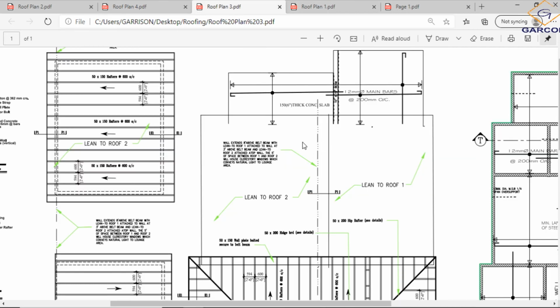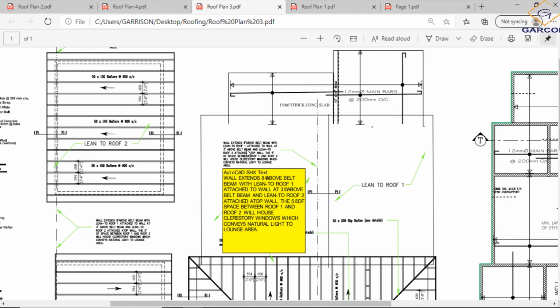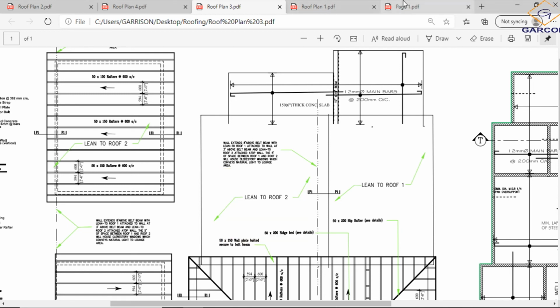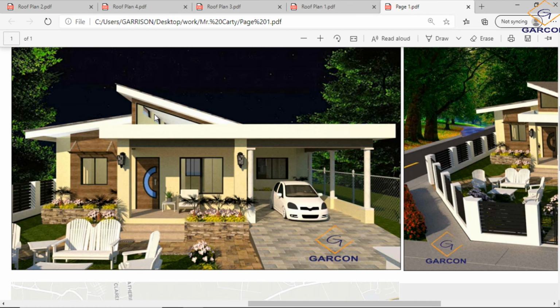Find that one here, it's like this. So here it says wall extends 8 feet above belt beam, with lean-to roof 1 attached to wall at 3 foot above belt beam and lean-to roof 2 attached atop the 5 foot space between roof 1 and roof 2, will house clerestory windows through which conveys natural light. So clerestory windows are basically that type of window, where light passes through, going high on the building on top of your roof.